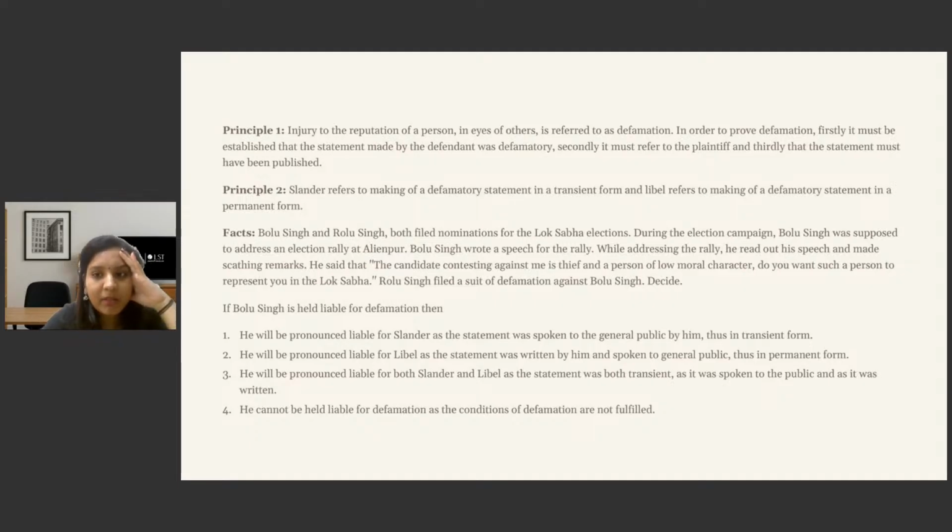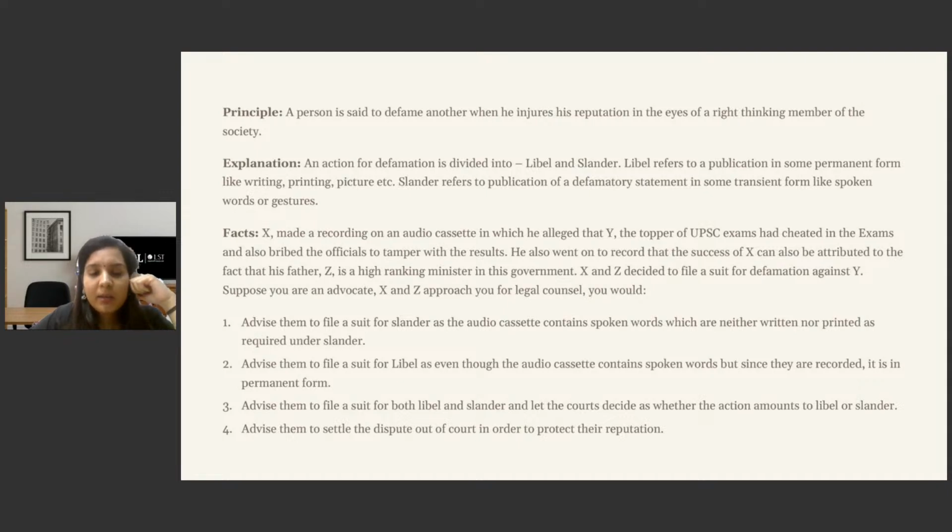facts and similar principles. The candidate contesting against me is a thief and a person of low moral character. Do you want such a person to represent you in the Lok Sabha? So Bolu Singh would be liable or not? The answer is going to be A. He will be pronounced liable for slander, as the statement was spoken to the general public by him, thus transient, right? Coming to the principle of defamation again.